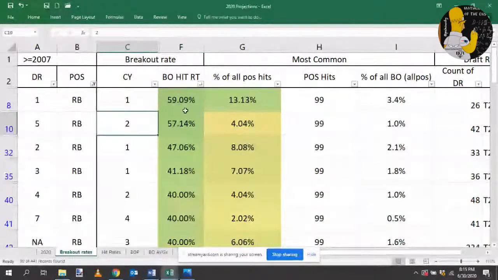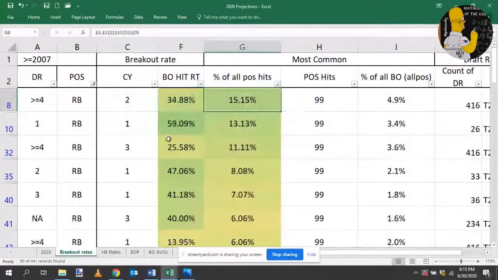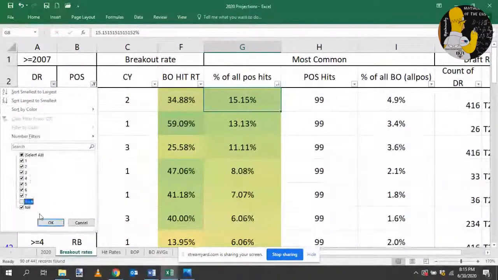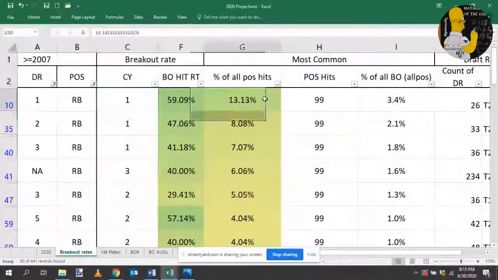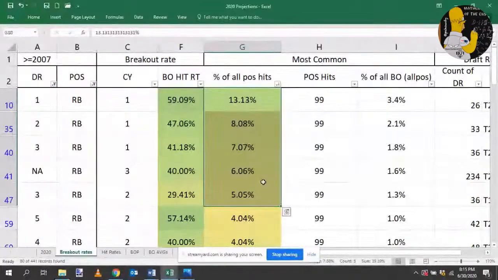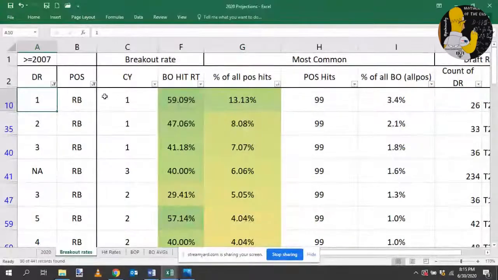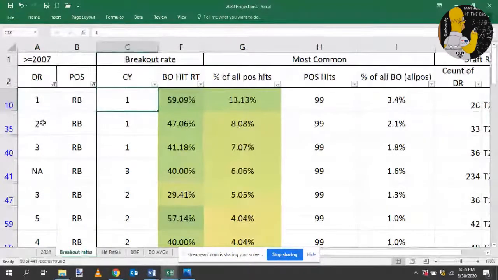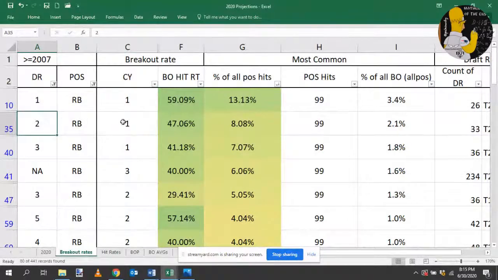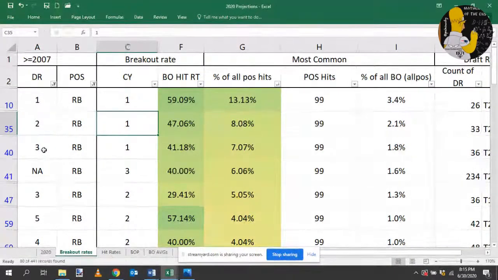So what I did overall is calculate, based on draft round and career year, what's the most common type of breakout we see in an individual season since 2007? Okay. So 13% of all running back breakouts into the top 24 happen from first round draft capital running backs in their first year. Second round draft capital running backs also in their first year. And the third category is third round running backs in their first year.